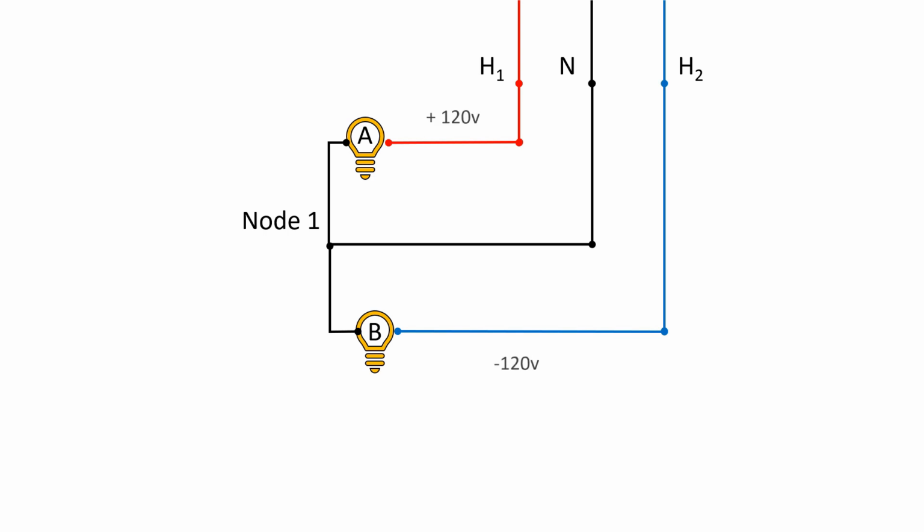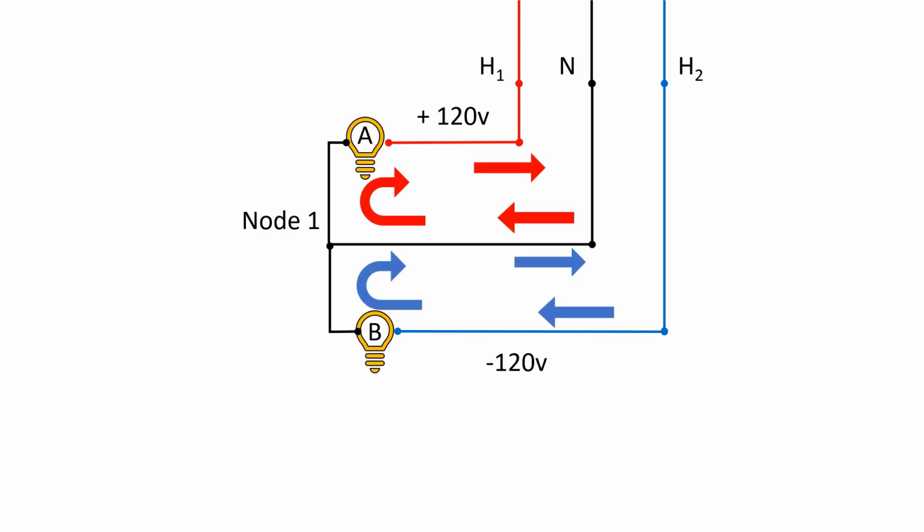Let's say we have positive 120 volts on the hot A wire and negative 120 volts on the hot B wire. The electricity is going to be flowing from the neutral into the A light and then traveling back to the service point on the hot A wire, because the electricity is attracted to a positive charge. The electrons are negatively charged, so they're going to be attracted to this positive voltage.